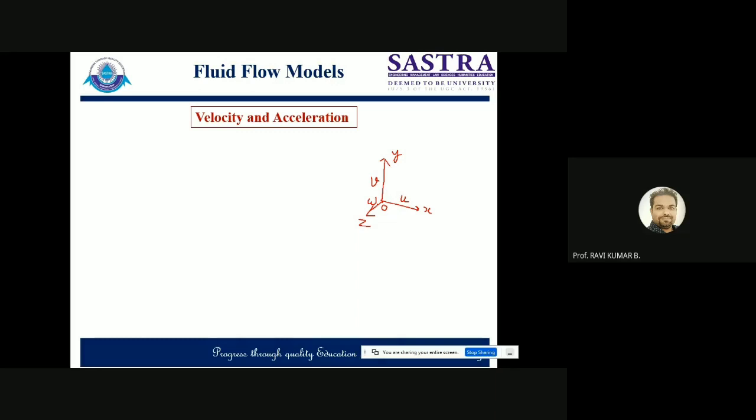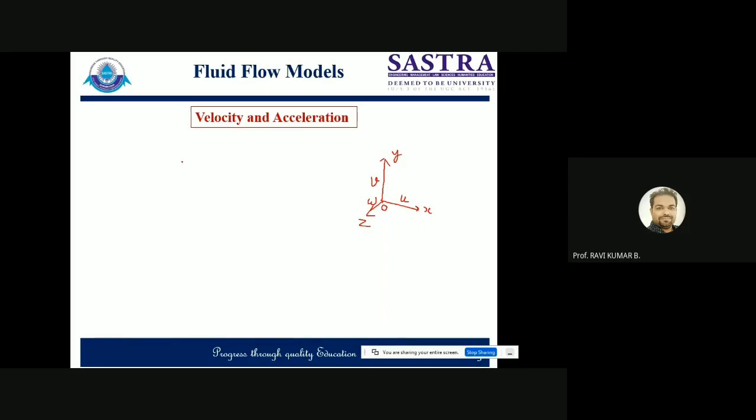Along the X, Y, and Z directions, the velocity variation in the three-dimensional flow field is represented by small u along the X direction, small v along the Y direction, and small w along the Z direction. Now the velocities can vary with time. Whether it's a uniform flow or a steady flow, we have not assumed any such assumptions at present. We have said that we are considering a three-dimensional flow field.